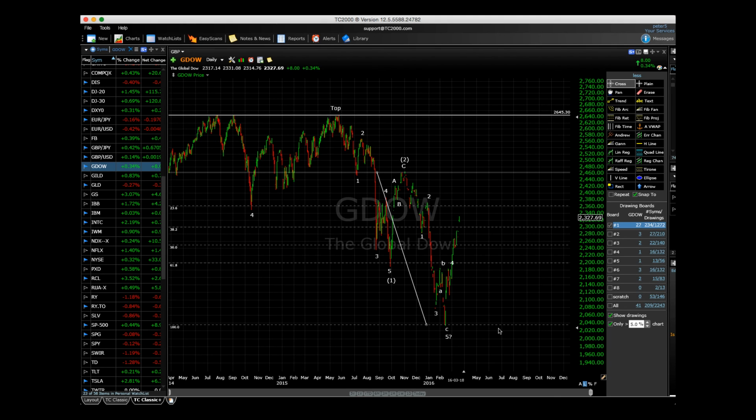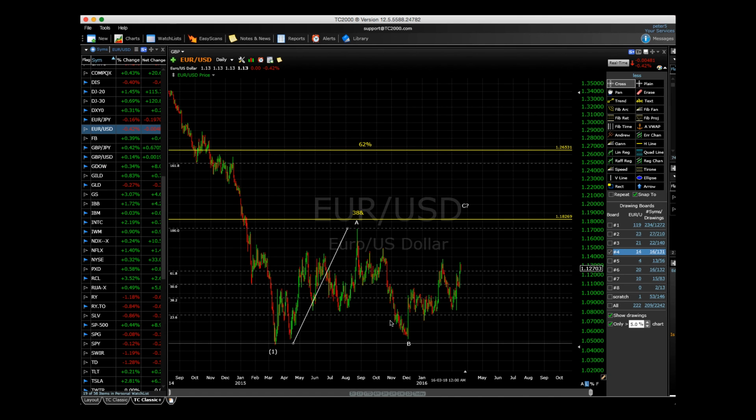So I've got one more chart I want to show you, which is of the euro, and that also sort of supports us being at a very big juncture in the market right now. So I've been following the euro now for quite some time, and I've been sticking my neck out saying that no, this thing is not going down immediately.